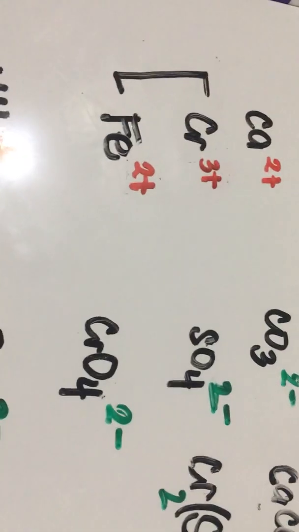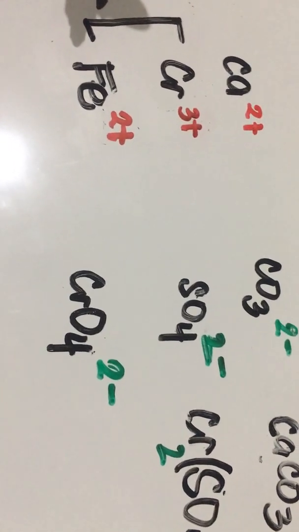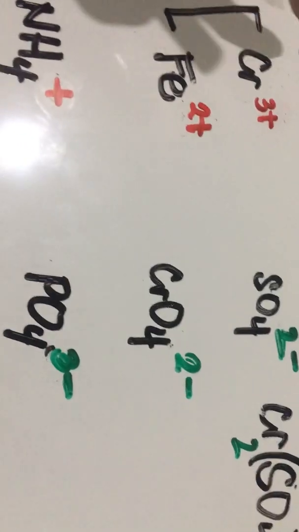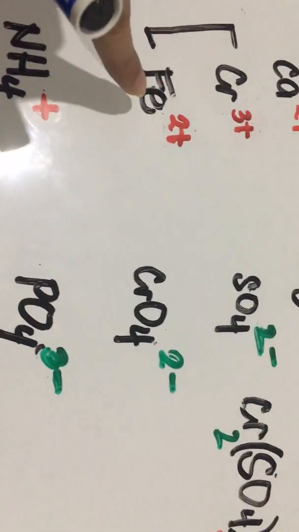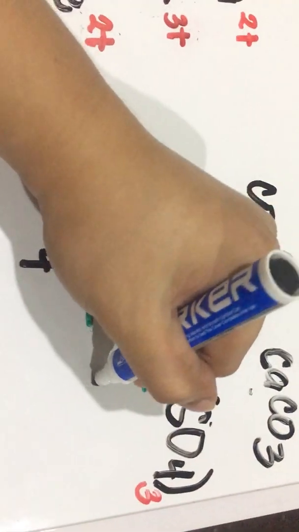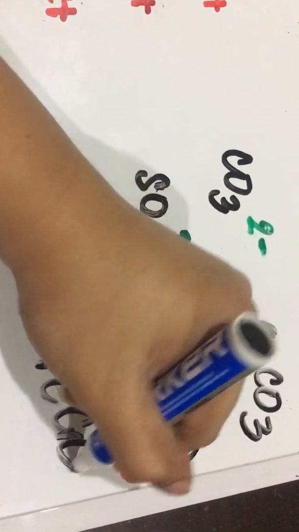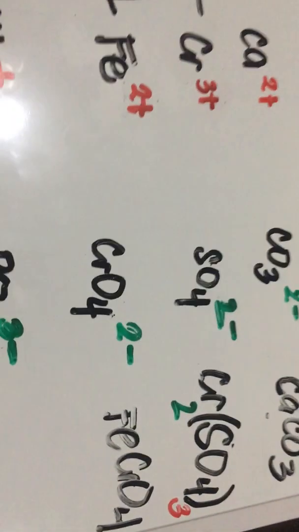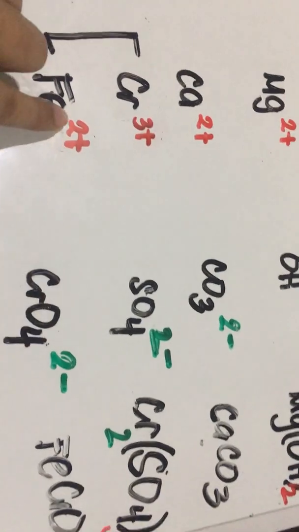Alright, now try this one, Fe2 plus and CrO4 2 minus. So the same thing that happened with calcium and the carbonate ion here, since they are the same, we can just cancel them out. So we end up with Fe, CrO4. Alright, FeCrO4, because we can cancel 2.